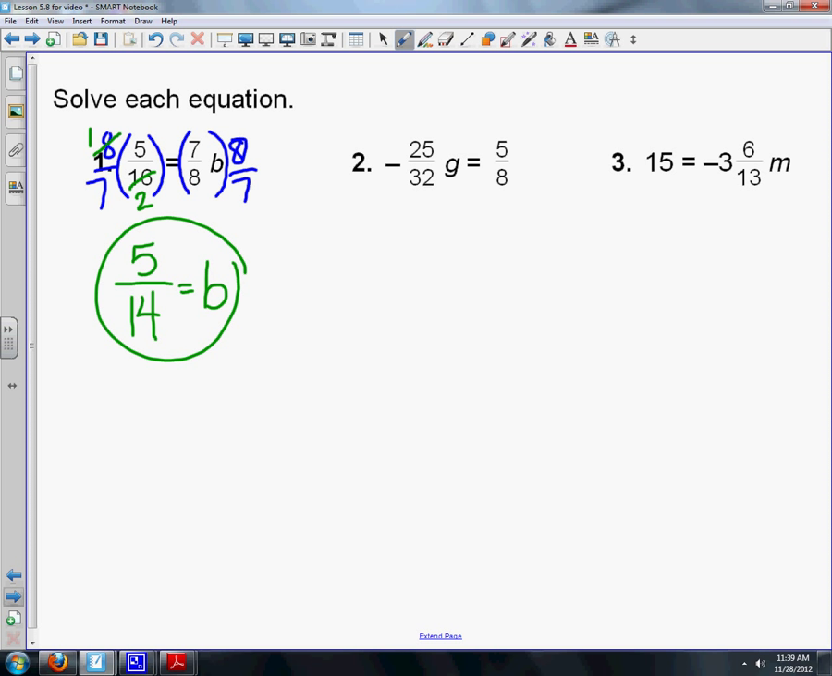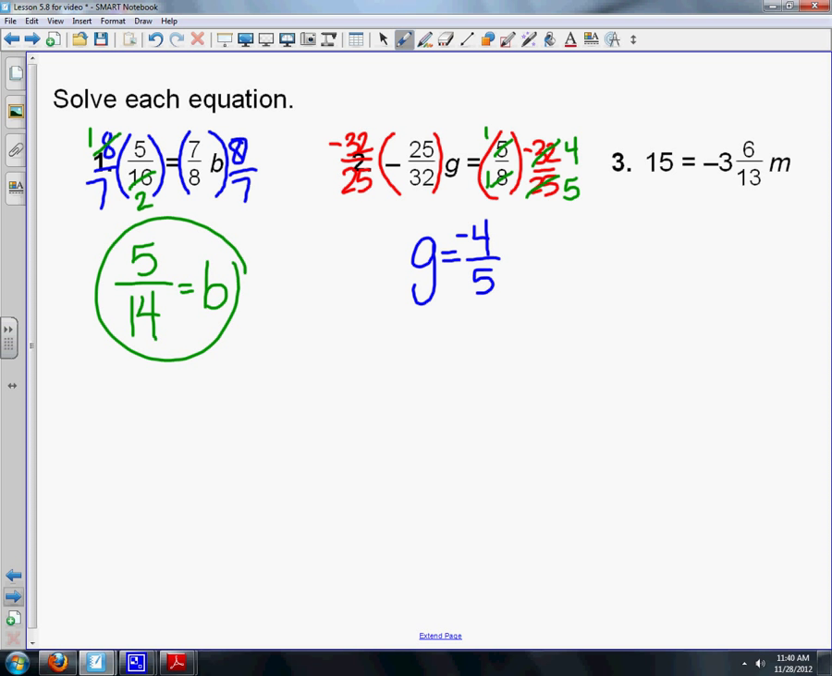Next, I have negative 25 over 32 g equals 5/8. So I'm going to multiply by the reciprocal, negative 32 over 25. And I see that I can cross reduce quite a bit. So 8 goes into 8 once, but 8 goes into 32 4 times. 5 goes into 5 once, and 5 goes into 25 5 times. So then I'm left with g equals negative 4/5.